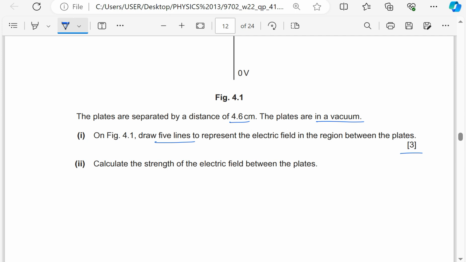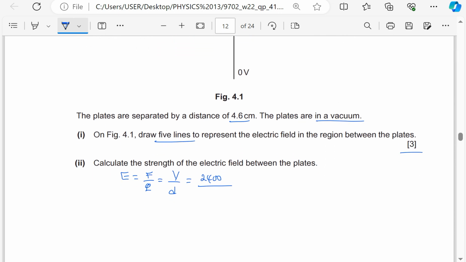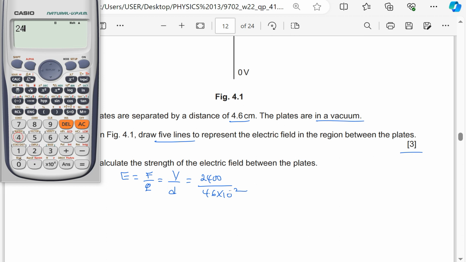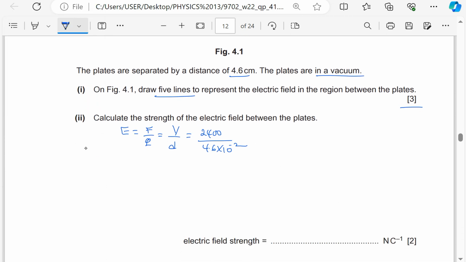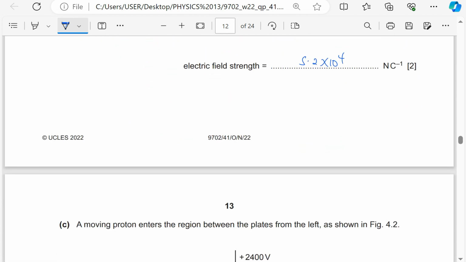So strength is E. And remember, by definition, E is either force per unit charge or it is going to be V divided by D. Since they gave us V and we know the separation, then it is going to be 2,400 minus 0, of course, divided by the separation, which is 4.6 centimeters, so 4.6 times 10 to the power of minus 2. So 2,400 divided by 4.6 exponent minus 2. I'm getting 5.2 times 10 to the power of 4 newtons per coulomb, or it could be volts per meter.